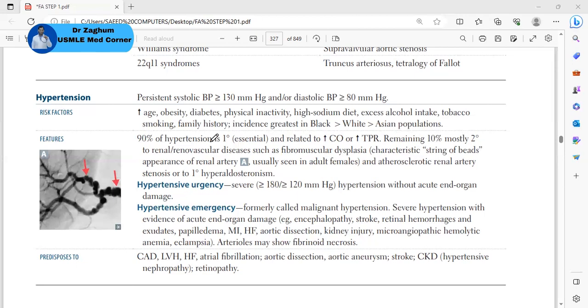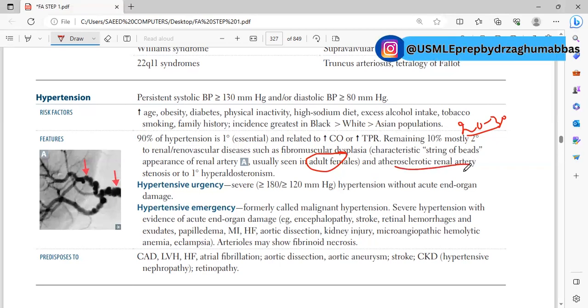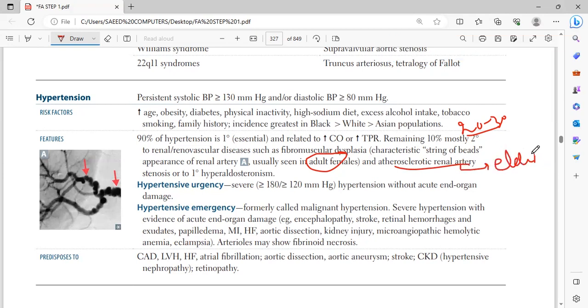Here it is given: it is common in adult females, young adult females. The history will be 20 to 30 years, and you will have resistant hypertension. So that is for fibromuscular dysplasia. For atherosclerotic renal artery stenosis, we have discussed before. In the renal section, the history will be of elders. Also, there is primary hyperaldosteronism. So now I will discuss some of these causes.